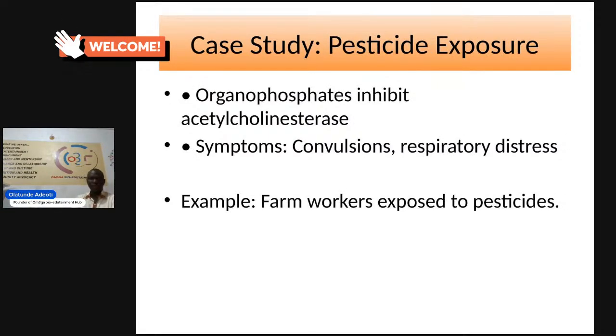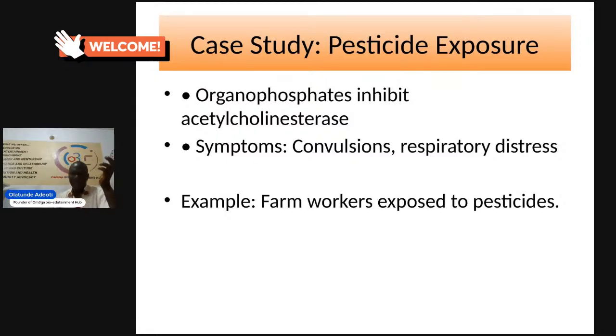Okay, case study, that is pesticide exposure. You see, pesticides are made up of organophosphates, which inhibit acetylcholine esterase. This acetylcholine esterase is an enzyme that is found in the central nervous system. So whenever you inhale pesticide, the target of the pesticide will be this enzyme. The symptom is that the person will convulse. It could be an adult. So what I'm trying to say is just that it's a case study, pesticide exposure.